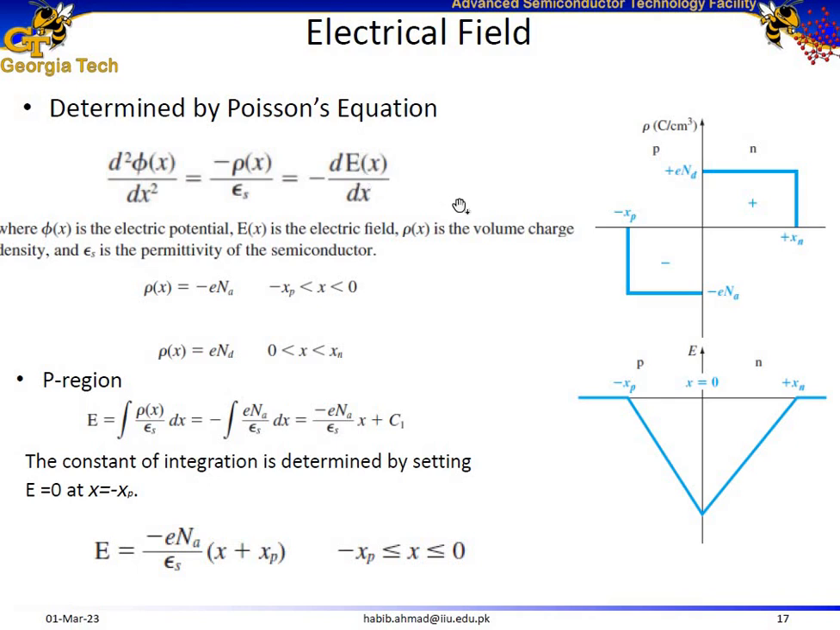Alright, talking about the calculation of the electric field. How do you calculate the electric field? You have this Poisson's equation. In order to calculate the electric field, rearrange the equation in this form. Calculate the electric field by integrating the charge density. In the charge density, rho of x is minus qNA. So the electric field is equal to minus qNA divided by epsilon s, times x plus C1. And the constant of integration is determined by setting the electric field equal to 0 at x equal to minus xp, at the edge of the depletion region.